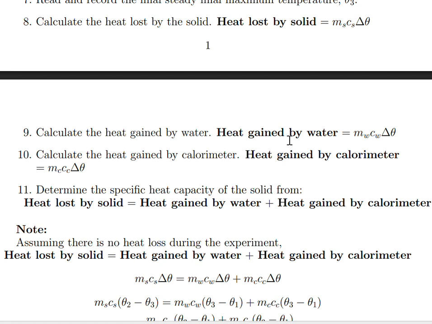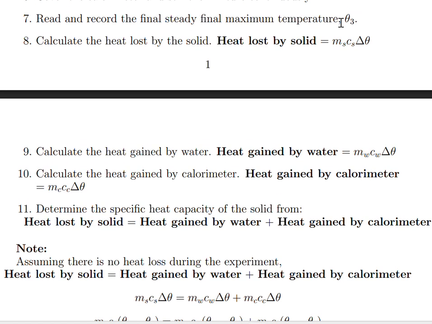So the heat gained by the water. We shall have this formula. It will be the mass of water times the specific heat capacity of water times the temperature difference. The temperature difference would be the final temperature of the mixture, θ3, minus the initial temperature of water and the calorimeter, which was θ1.